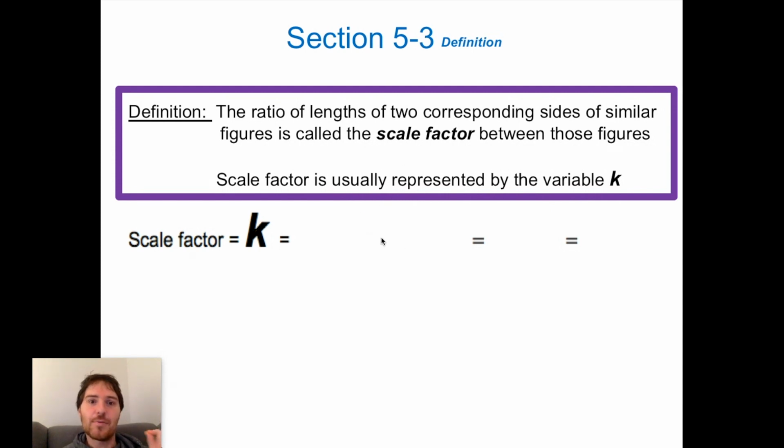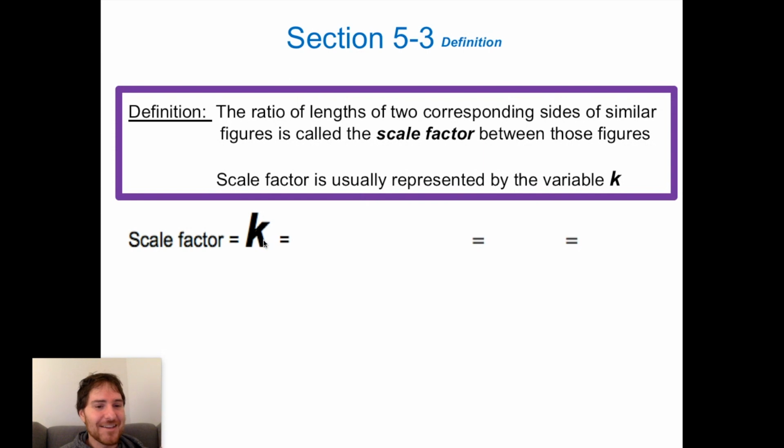When we do some examples: the ratio of lengths of two corresponding sides of similar figures is called the scale factor between those figures. Scale factor is usually represented by the variable k. You're going to be doing multiplying for sure in the homework tonight and tomorrow, because if you know one side length of one figure and you want its corresponding side length in the other similar figure, you just multiply by the scale factor, by k.